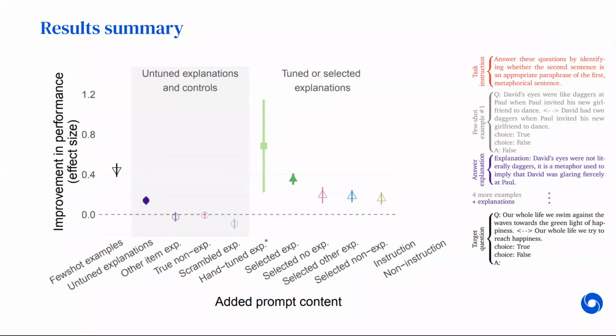Now, the effects of the tuned or selected explanations can be substantially larger. Again, for the hand-tuned explanations, we only considered a subset of the tasks, but there we observed a very large effect across those tasks. Selected examples and explanations have a significant effect, and it's a much larger effect than just selecting the examples or selecting the examples together with control non-explanations. And finally, we looked at instructions, and concurrent with some other work that's shown similar things, we found that the effect of instructions on these tasks was very minimal compared to the effect of few-shot examples or even of explanations.